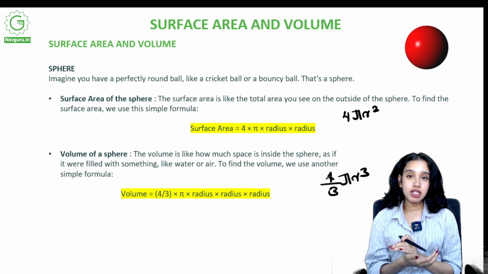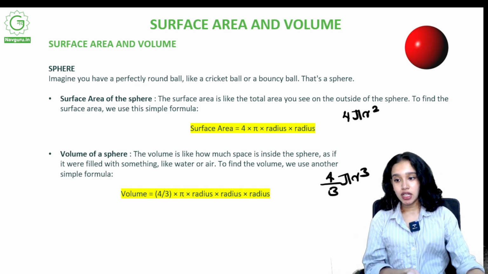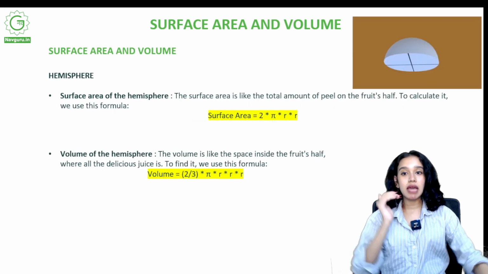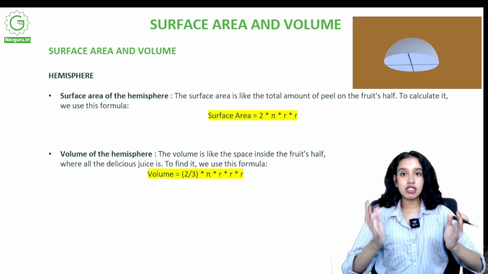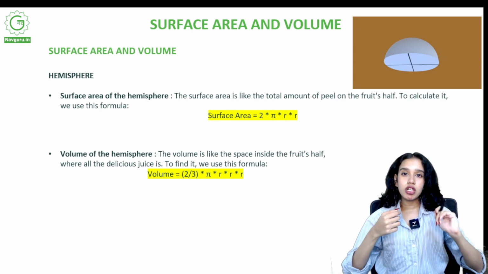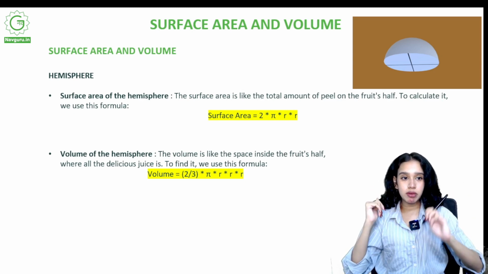Now this for a sphere is 4 by 3 pi r cube. Now let's talk about hemisphere. So we talked about sphere, it's completely a ball-like structure. And what if we cut the ball into 2 parts? We get 2 hemispheres, right?